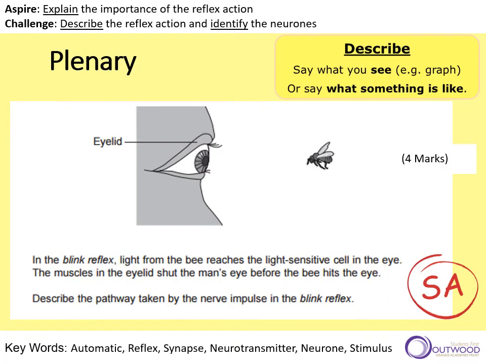So, we've gone through the central nervous system, we've spoken about synapse, we've spoken about reflexes, we've spoken about automatic, and we've spoken about voluntary. Here's an exam question for you. That's worth 4 marks. Okay, so you've got an eyelid and you've got a bee or wasp or something like that. It's a bee actually. In the blink reflex, light from the bee reaches the light-sensitive cell in the eye. The muscles in the eyelid shut the man's eye before the bee hits the eye. Describe the pathway taken by the nerve impulse in the blink reflex.